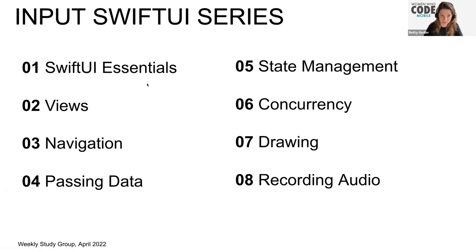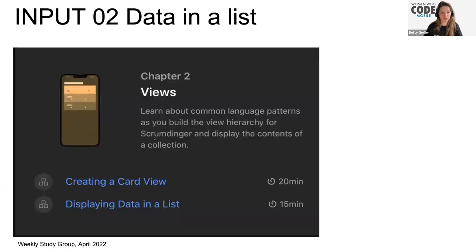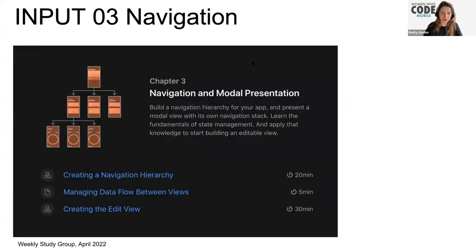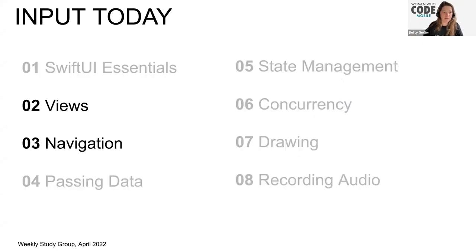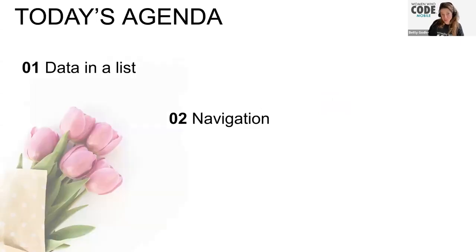We have already done the SwiftUI essentials and also part of views, and today we'll see views and navigation. In the two inputs, today we will finish displaying data in a list. Last session we created a card view, so we will create a list and display the data in it. We will also begin the navigation part by creating a navigation hierarchy. So I underline the two inputs of today. The agenda is data in a list and navigation, with beautiful flowers from the Netherlands.